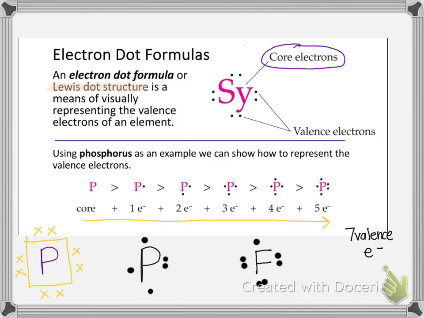Let me put this another way. Let's say you were trying to do phosphorus, and you thought, okay, phosphorus has 5 valence electrons, and you went like a smiley face: 1, 2, 3, and then 2 eyes, 4, 5. This would not be a correct way to write our electron configurations. So that would not be correct, okay?